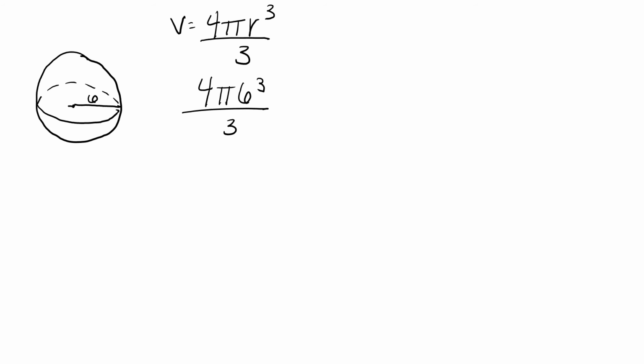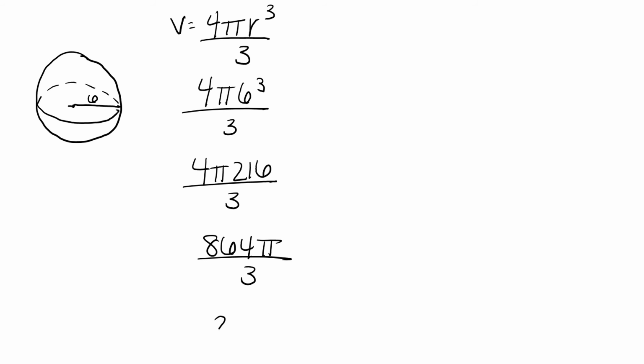We solve the exponents first, so 6 to the third power is going to give us 216. We then multiply that answer by 4 to get 864. We divide by 3 to get 288. And then we multiply by pi.